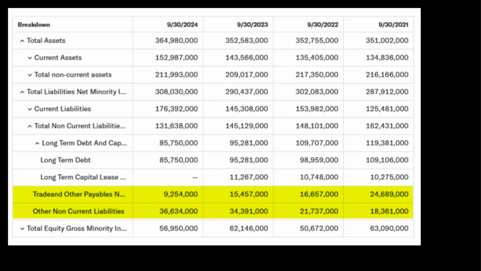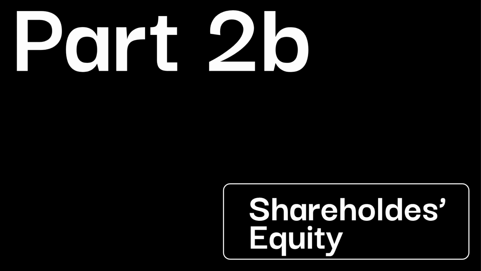And then you can see that this is separated over here. So trade and other payables, and then other non-current liabilities, both of those will sum up to the figure from the previous slide. All right, that is the liabilities section.